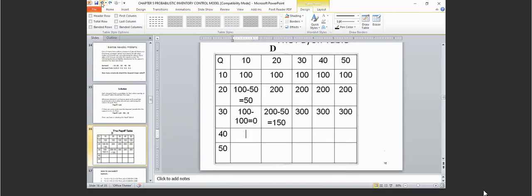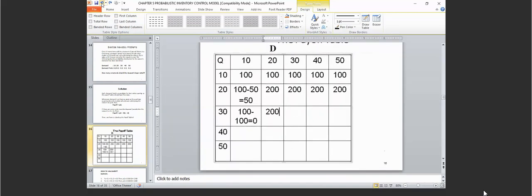Kita patah balik lah. Ada soalan sebelum kita teruskan. Dah tak boleh dah.